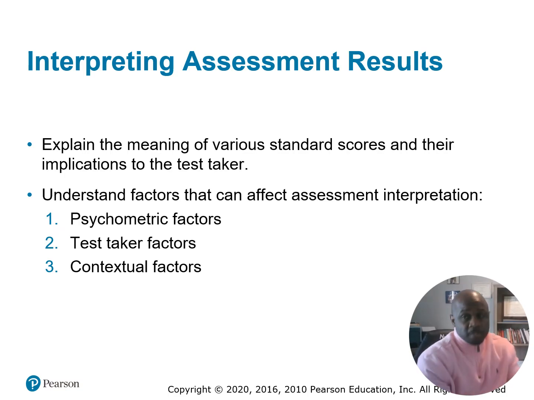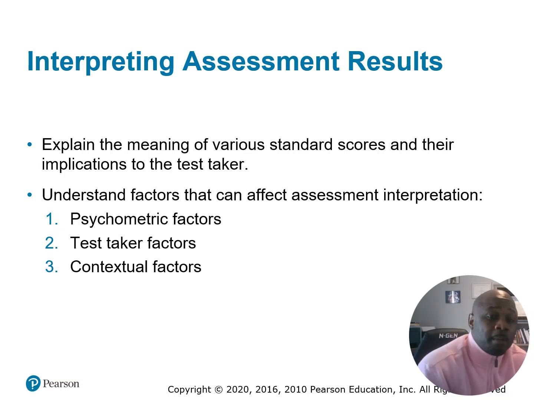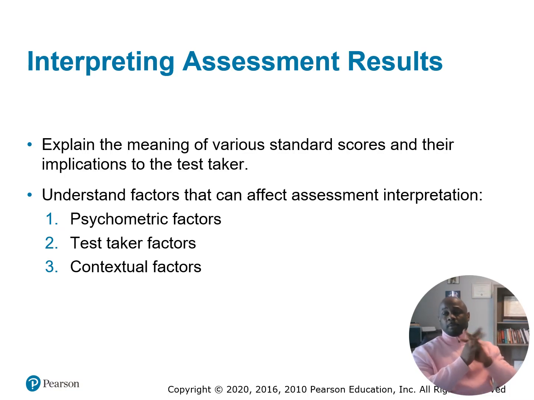So when you interpret assessment results, again, you want to be able to explain the meaning of the variance, standard scores and their implications to the test taker, because it's really important for the test taker to understand what the scores mean, how we calculate it, and what can be some of the issues or errors within the test, right? Understand the factors that can affect assessment interpretation, like psychometric factors, test taker factors, contextual factors. So again, is there anything going on within the psychometric properties, the reliability, the validity for the test? Is there anything going on with the test taker that causes the test taker not to reach their true score, right? Or are there contextual factors going on that can cause a difference in scoring?